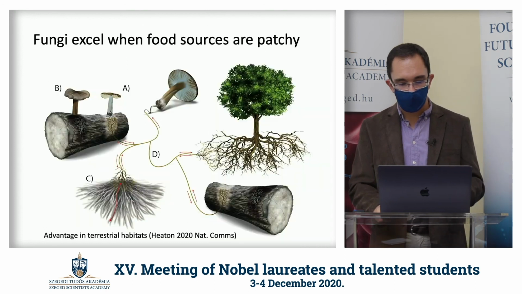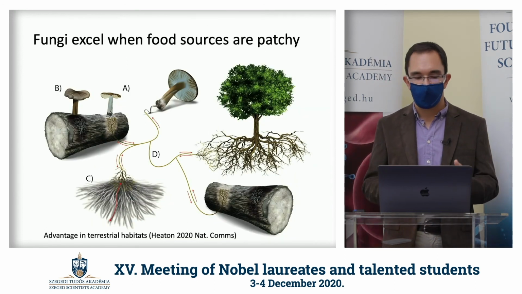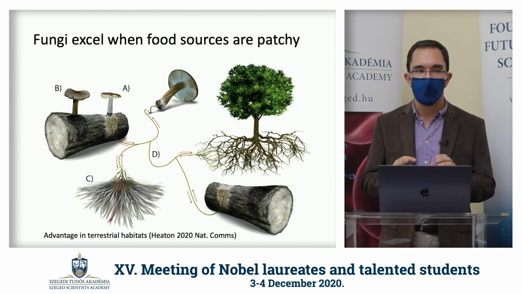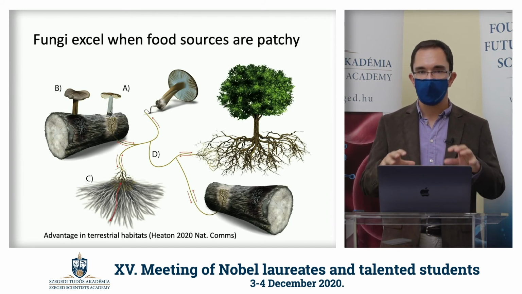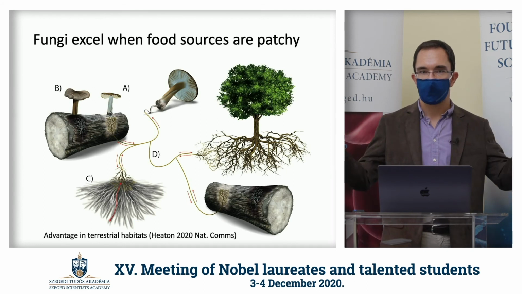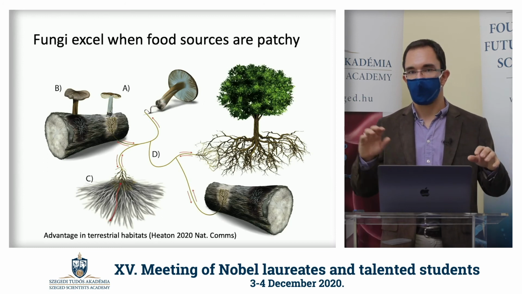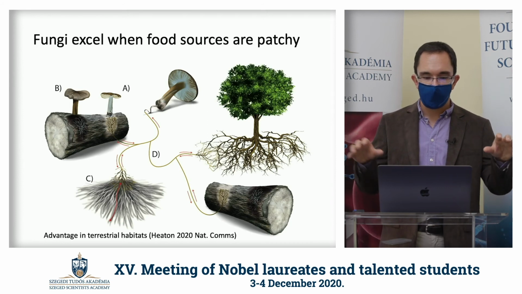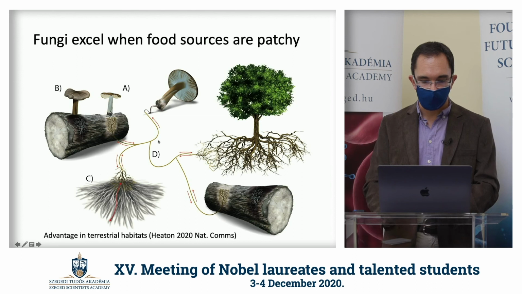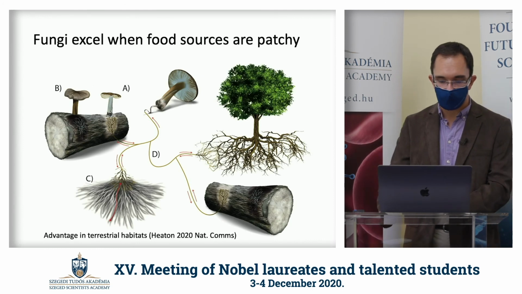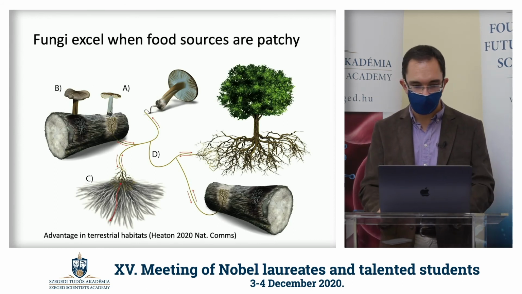So we were thinking, where is the advantage of fungal multicellularity? And one of the fields where fungi really excel is terrestrial habitats. When food sources are patchy, these long filaments, the hyphae, can really efficiently bridge over nutrient-poor areas, so that they can connect areas where there is one type of nutrient and where there is another type of nutrient. And so this transport system that they can set up in the soil or in the substrate really enables them to colonize a large number of terrestrial habitats.